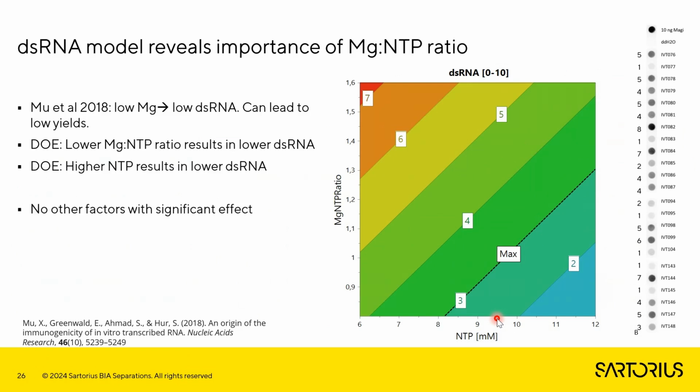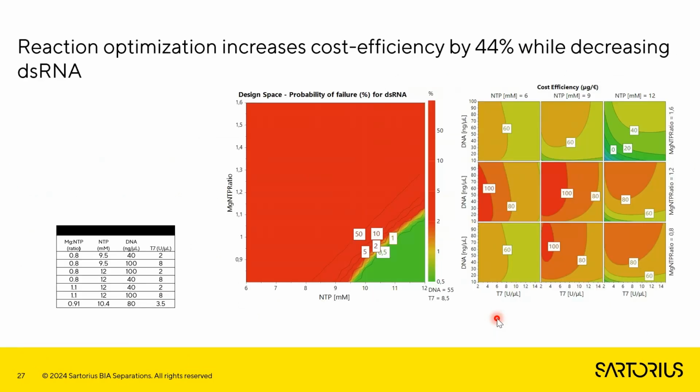We also looked at double-stranded RNA, and to cut the long story short, what we found was that our model was agreeing in a certain respect with previous publications that magnesium affects double-stranded RNA production, but we took it a step further to show that low magnesium to NTP ratio actually results in low double-stranded RNA. So as long as we kept the ratio low, we could take NTPs to a high level and thereby get high yield whilst getting low double-stranded RNA. And very few other factors actually had significant effects.